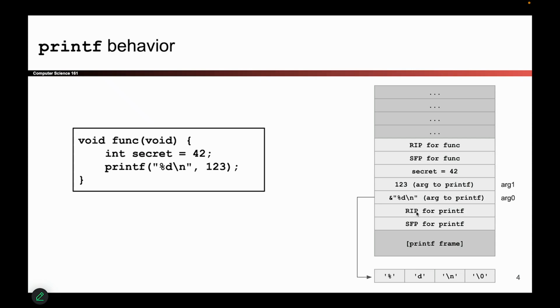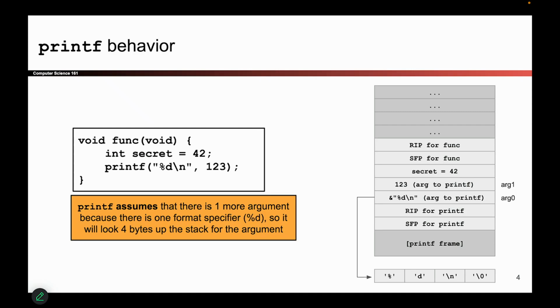And then printf starts to execute. Printf has an RIP and SFP like every other function, and it has its own stack frame that we don't really care about. So this is what the stack looks like when printf works as intended. We don't really know what printf is doing, but you can think of it as reading this first input one by one. And it sees a % symbol, so it says, I've got to go on the stack, find the next argument, and substitute that argument into the %d. So it goes on the stack, looks for the next argument, which happens to be 123, and prints out 123 in place of the %d. And then it prints the newline. So the resulting output here would just be 123.